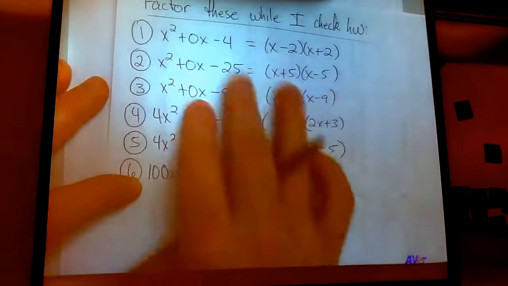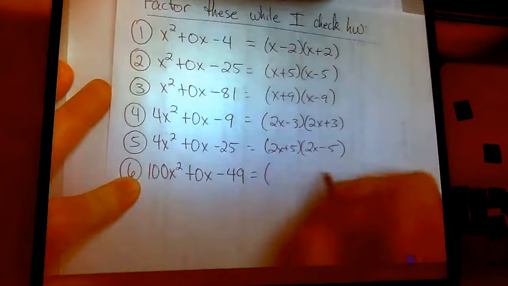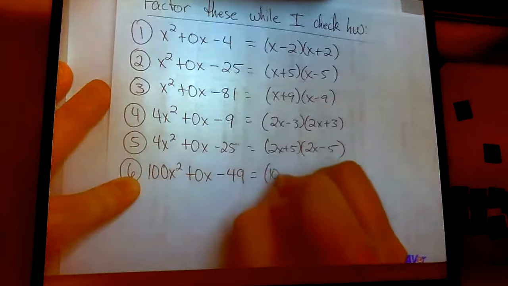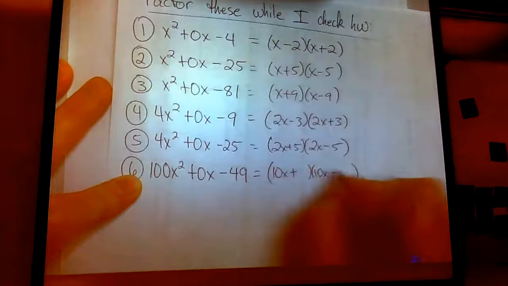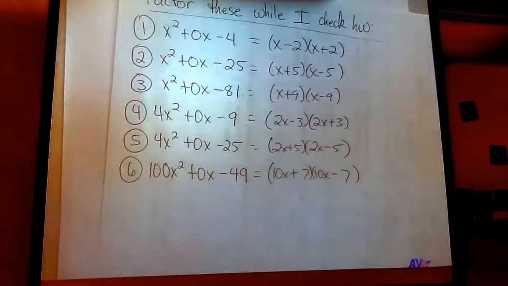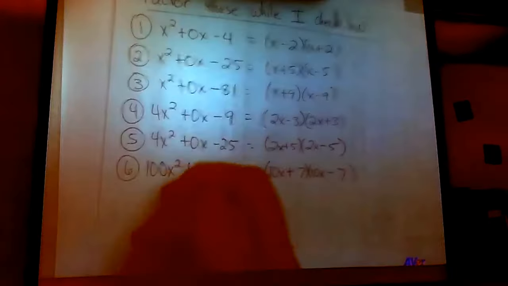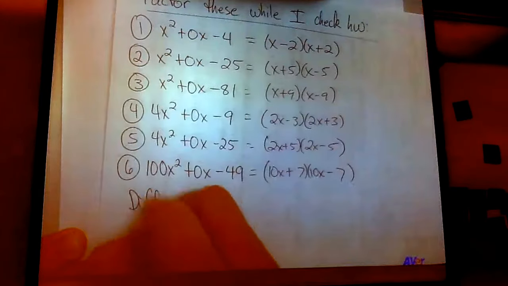And then if you just go by the pattern, what do you think the last one's going to be? 10x and 10x. 1 positive, 1 negative, and 7 and 7. Here is your next kind of factoring. It's called the difference of two squares.